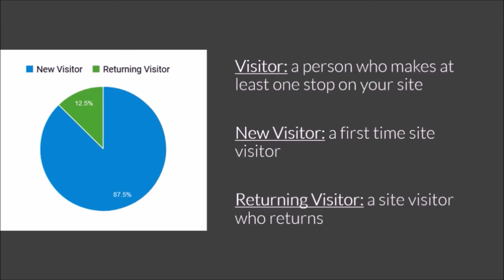So on the Google Analytics dashboard, you'll see information regarding visitors. In the Google Analytics world, a visitor is a person who makes at least one stop on your website. So they type in the URL for your website and they go there. That's one stop. A new visitor is a first-time site visitor. So this is a person who has visited your website for the first time. A returning visitor is a website visitor who returns to your website.